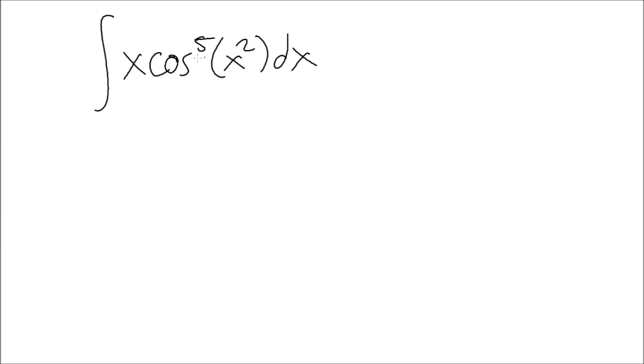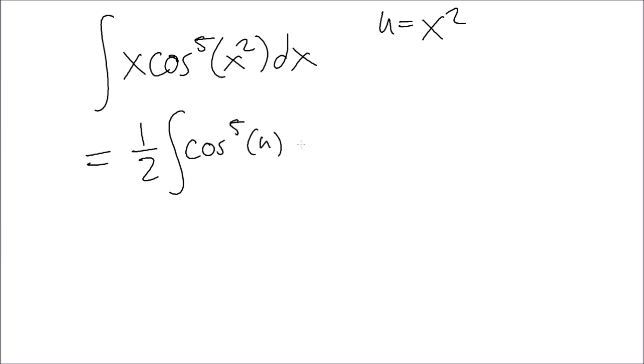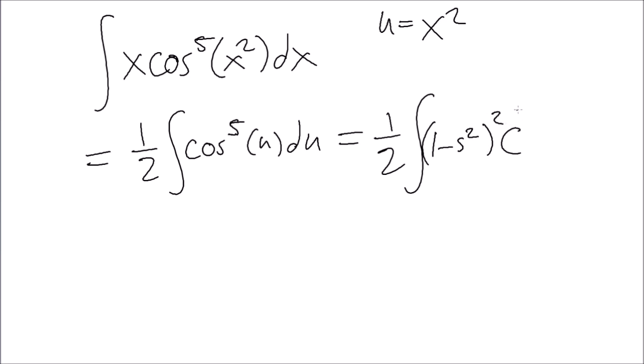So I see there's an x squared here and there's an x here. So it looks like we can do some u substitution, right? Let u equal x squared. And so what this will give us is half cosine 5u. Oh boy. So we have cosine 5. Well, what we can do is we can leave just one cosine out, and then we end up with cosine to the power of 4, and we can turn that into 1 minus sine square squared, right?